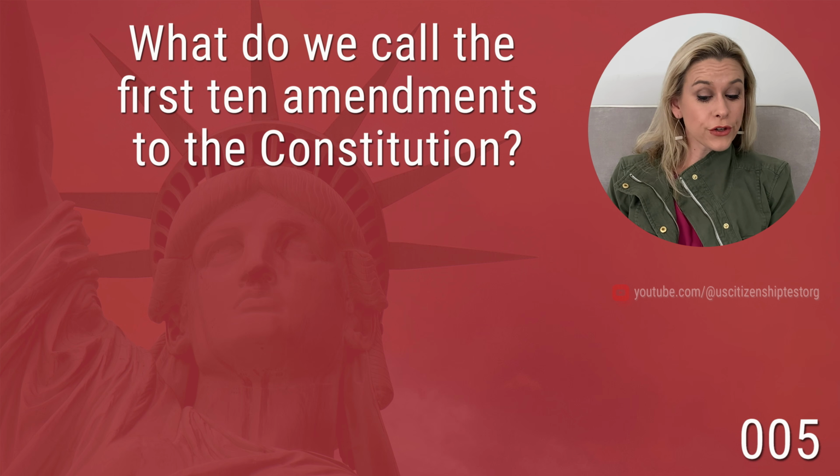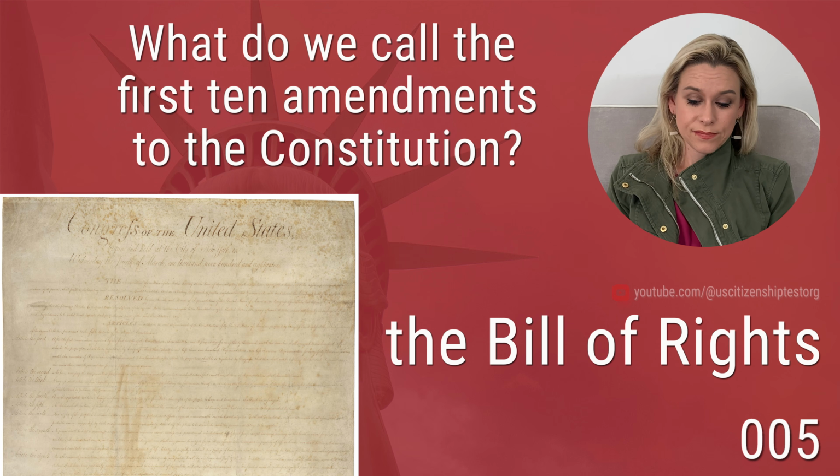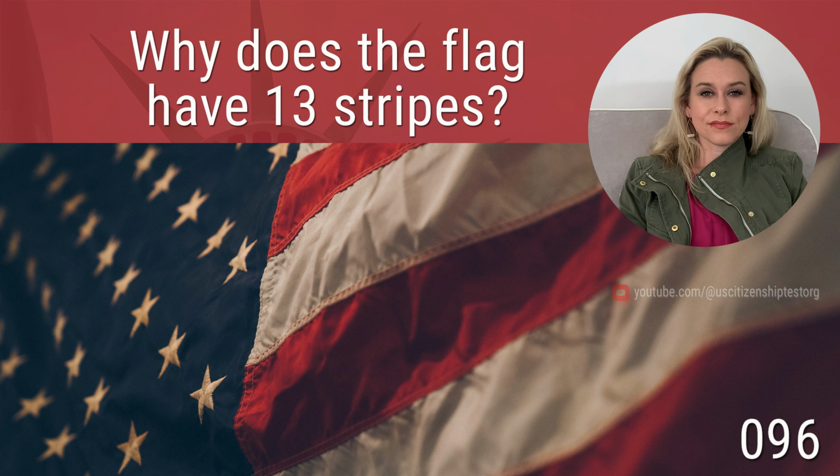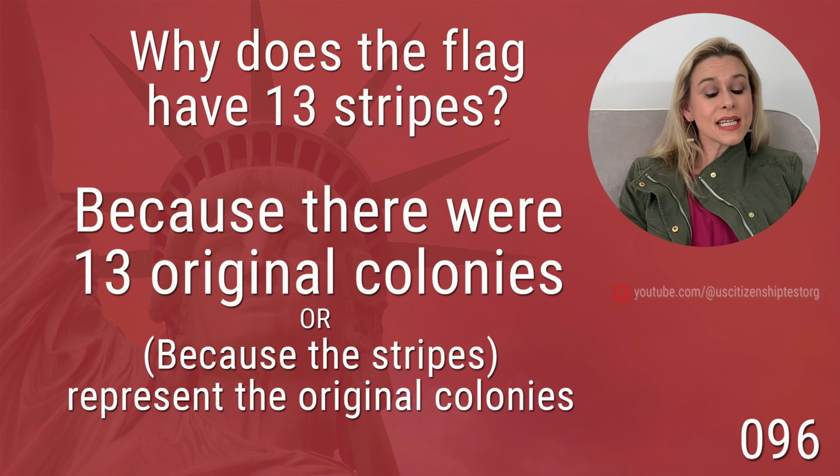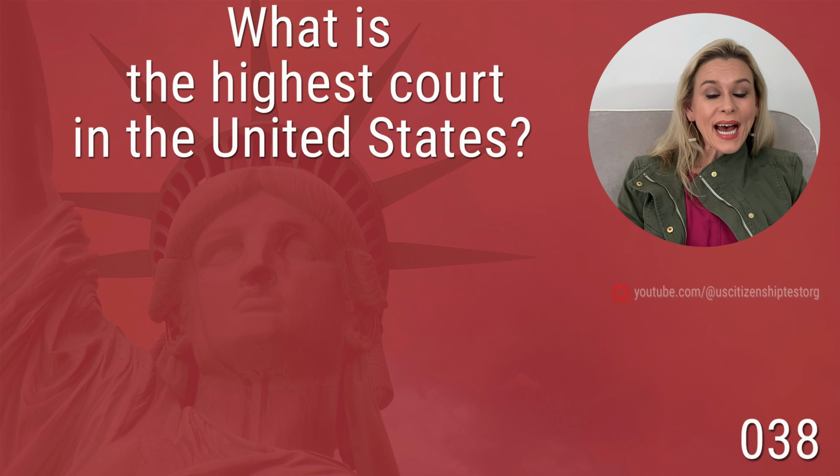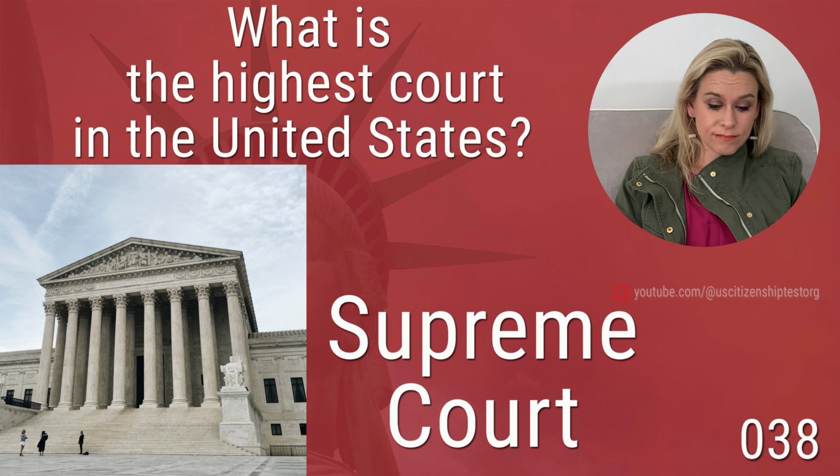What do we call the first 10 amendments to the Constitution? The Bill of Rights. Why does the flag have 13 stripes? Because there were 13 original colonies. What is the highest court in the United States? The Supreme Court.